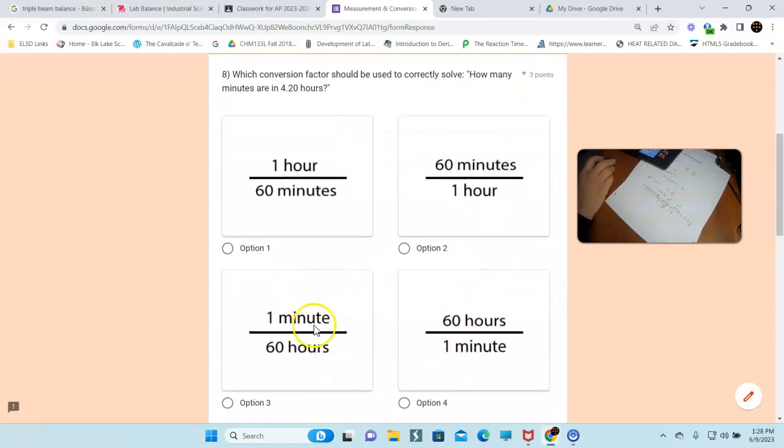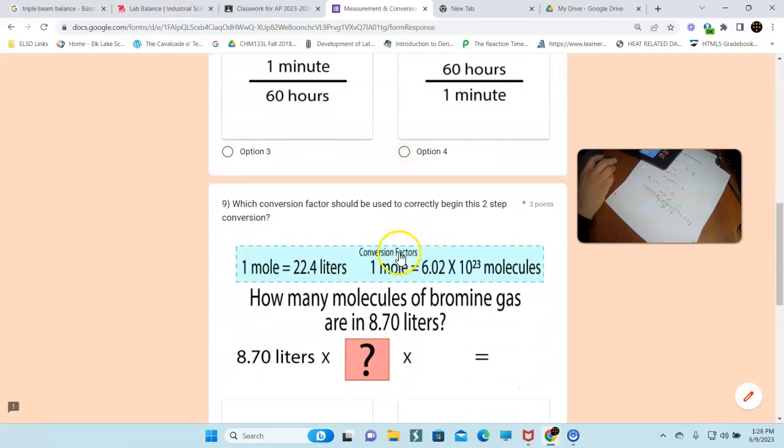Any of these other ones don't make sense. I mean, there aren't 60 hours in a minute. There are 60 minutes in 1 hour. So there's your conversion factor.